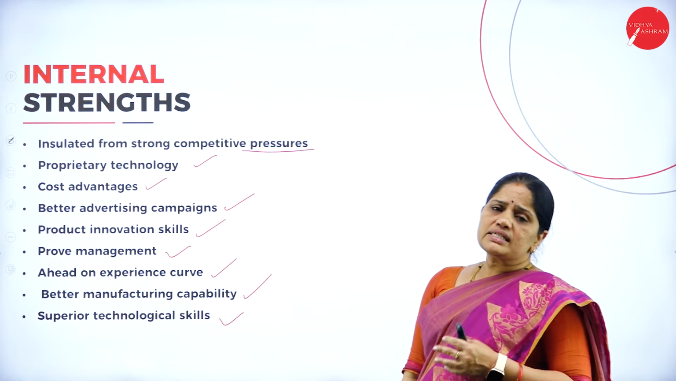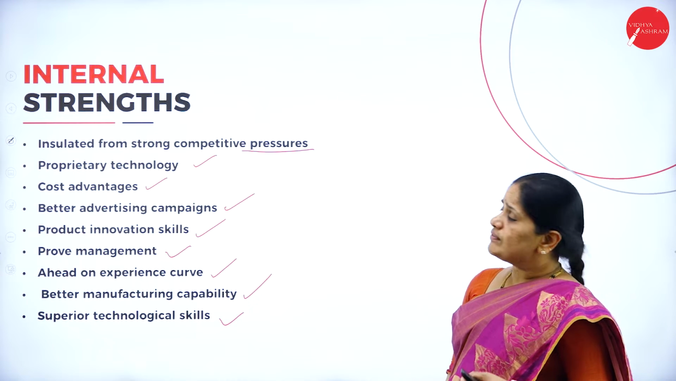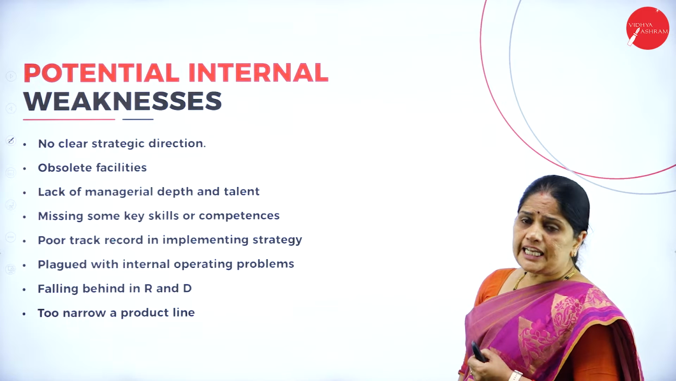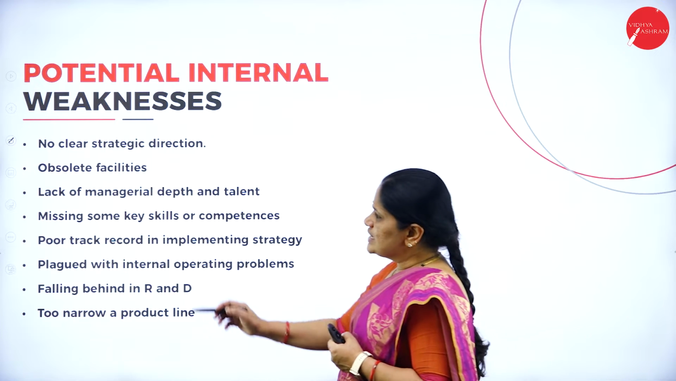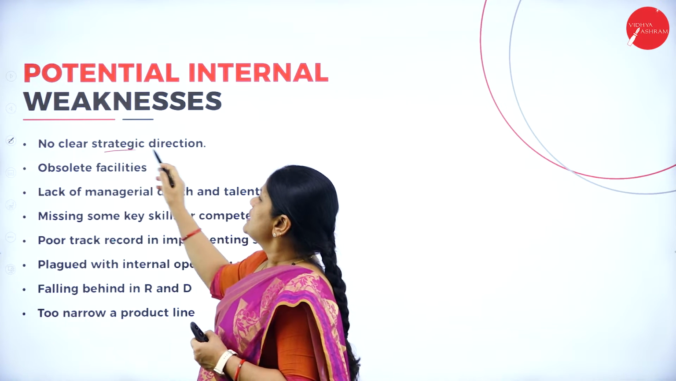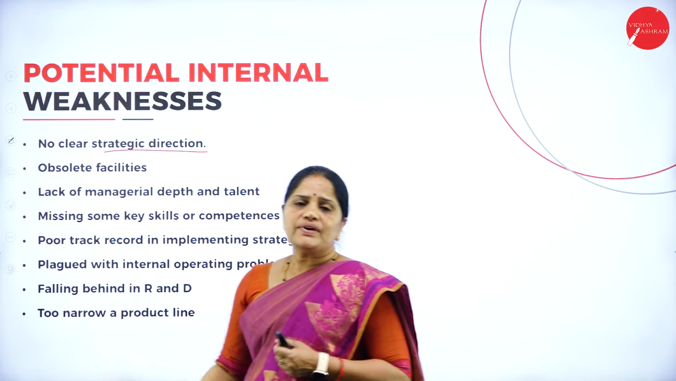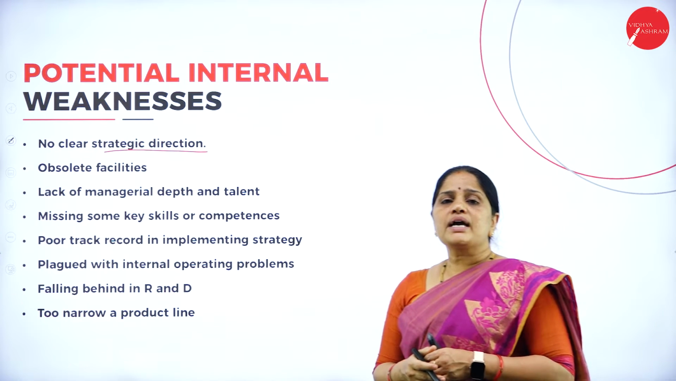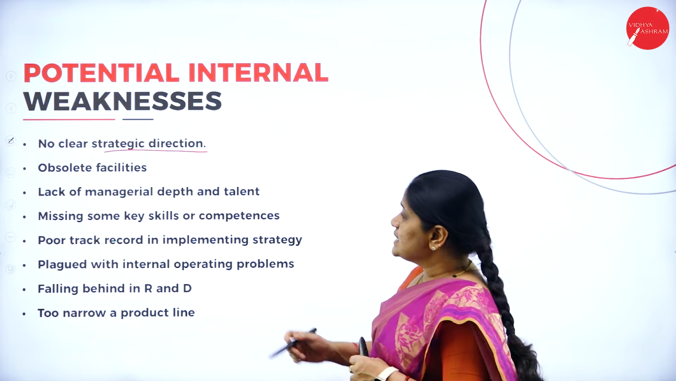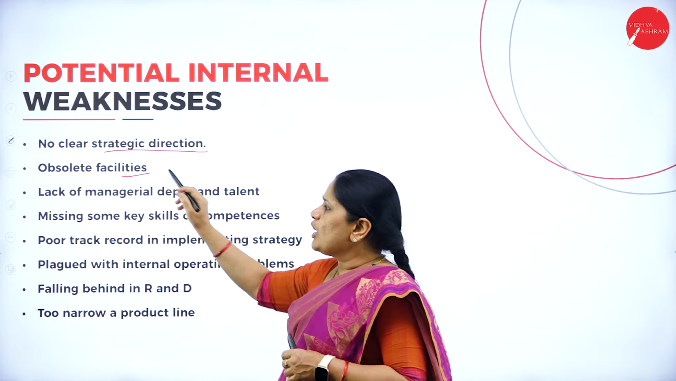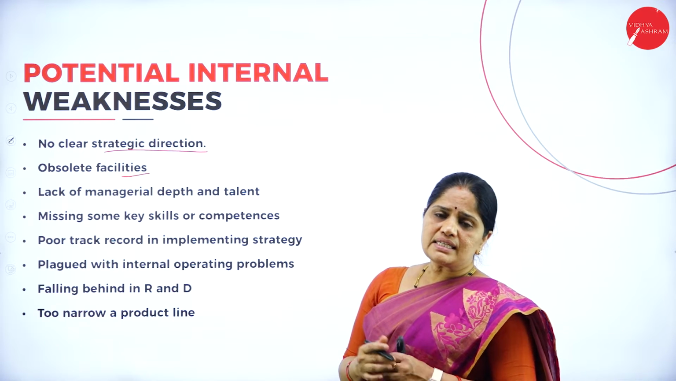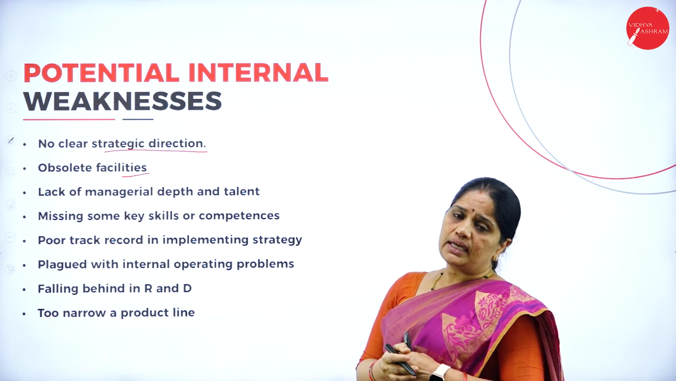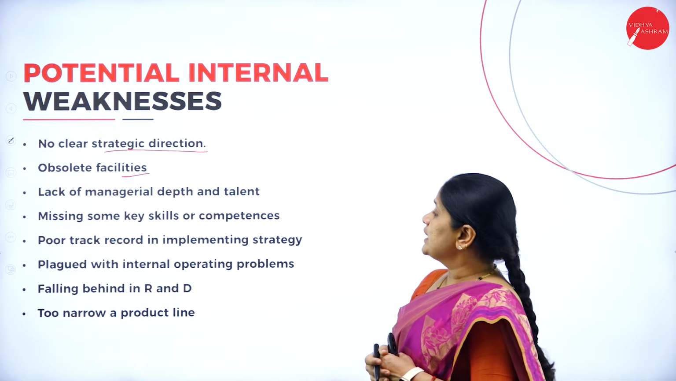So all these build on the strengths of the business. Now let us go for the internal weaknesses. So the first one is no clear strategic direction. When the business does not have any clear strategic direction, that becomes a weakness for the business. Then the second one is obsolete facilities. That is, if the company is not up to date in its technology, then it becomes a weakness.